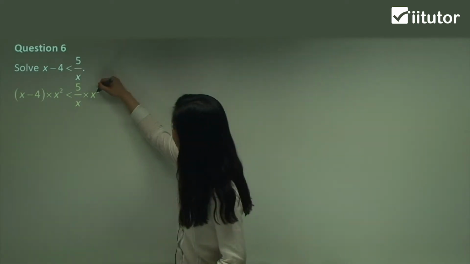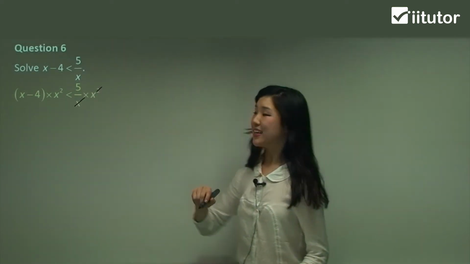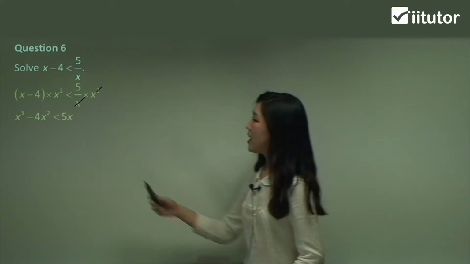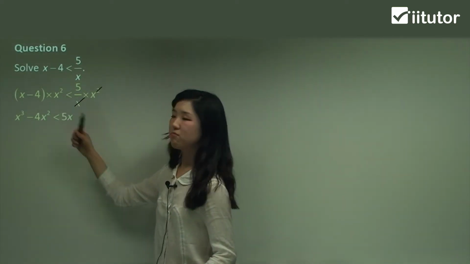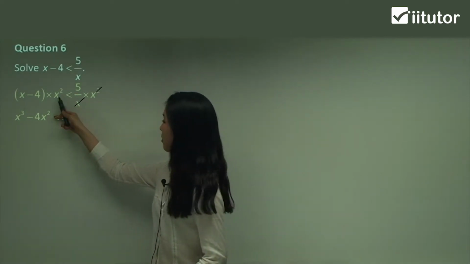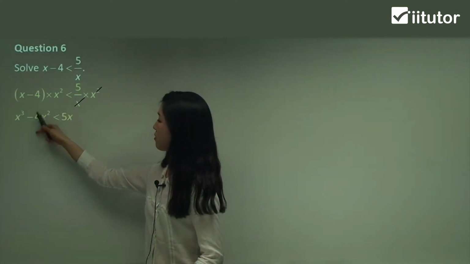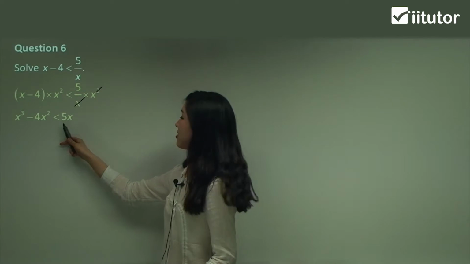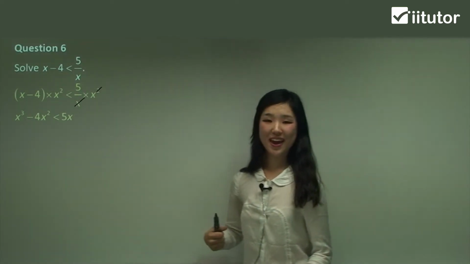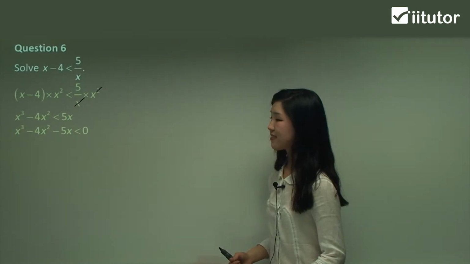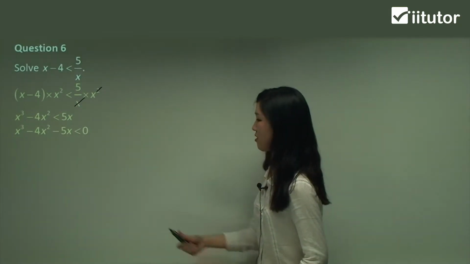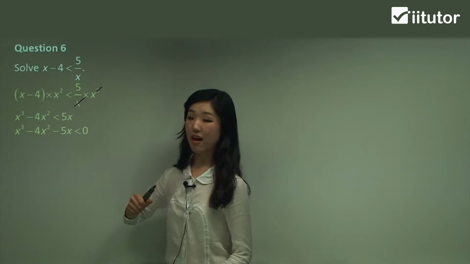So here we can cancel the square and the x, so we'll simplify down to, here I'm just going to expand it out, because this is just x, so it's not going to make a difference. So I'm going to go x cubed minus 4 times x squared is less than 5x. Okay? And let's move everything onto one side like this. That's less than 0, so I just simply move the 5x onto the other side.